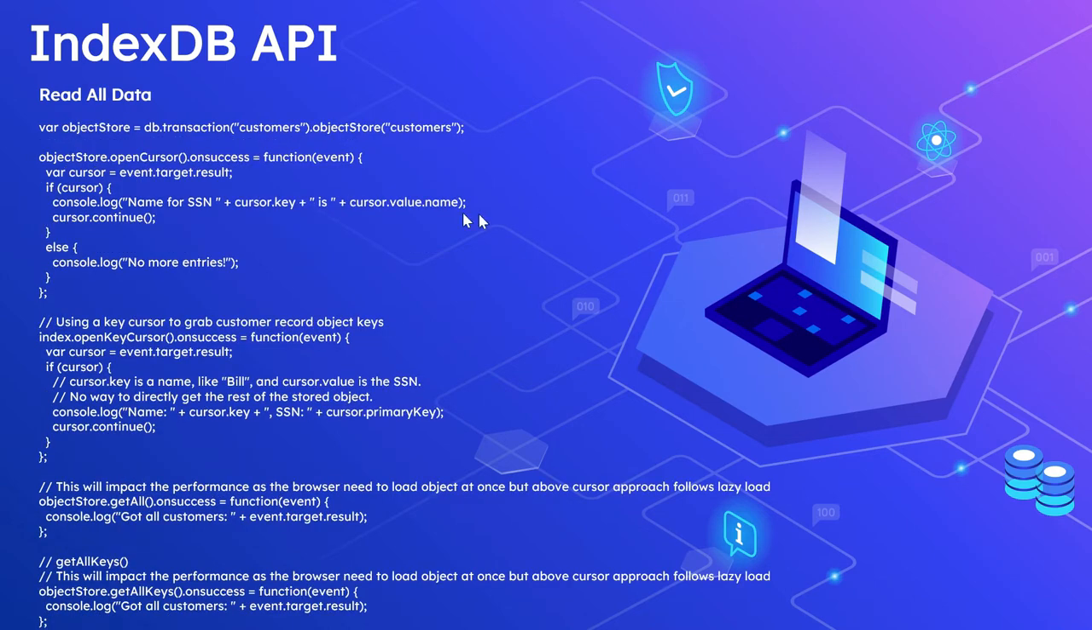Read all data. You can use this openCursor method to get the cursor. Then you can iterate the cursor through cursor.continue, so that you will be able to get all the objects in an object store. Another one is openKeyCursor. This can be used to grab the customer's record object keys. Also you can use getAll or getAllKeys as an alternative method, but this will impact the performance as the browser needs to load all the objects at once into the memory. But the openCursor method uses a lazy loading approach.